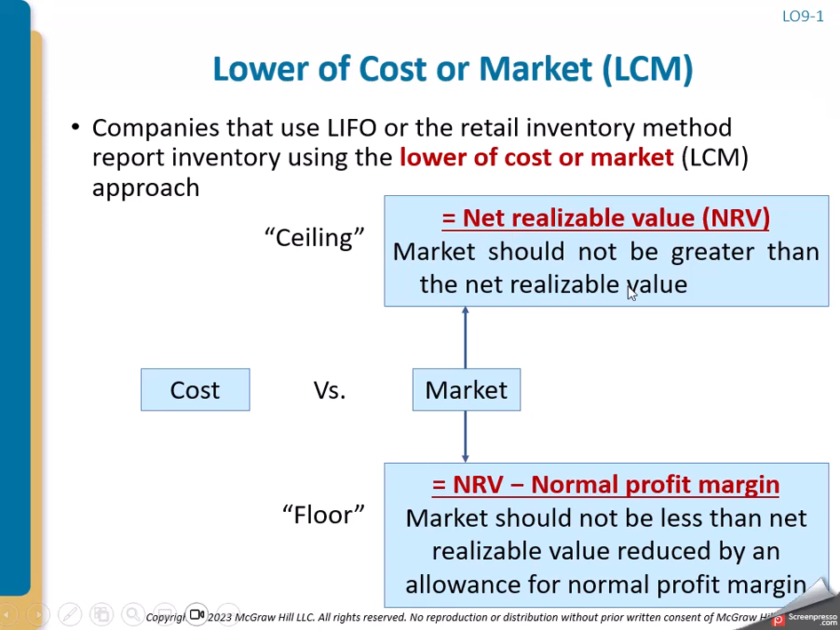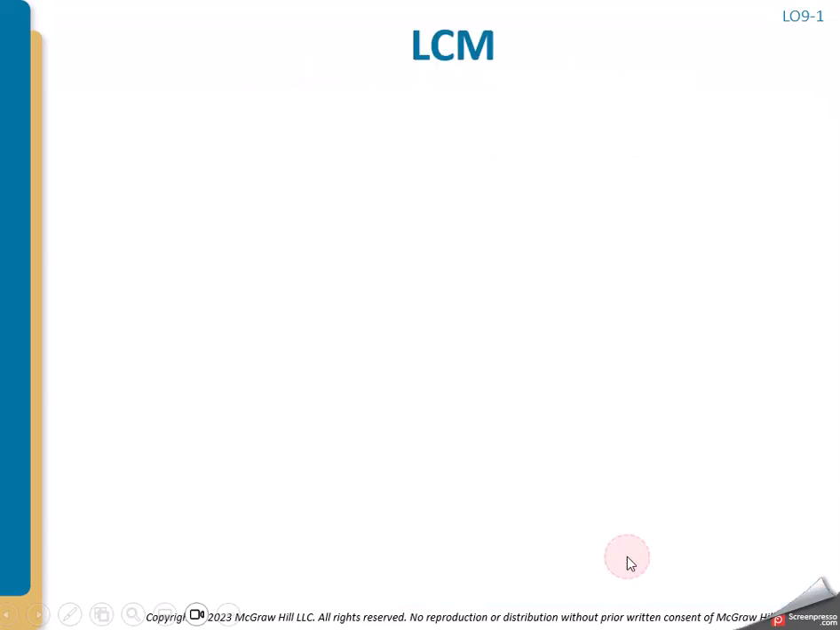So the ceiling is that the market cannot be higher than the net realizable value, because again, that's what we think we can get for it. So even if other people are getting more, we got to use what we could get. So that's the ceiling. And then the floor is the net realizable value minus our normal profit margin. So that's as low as we can take it.